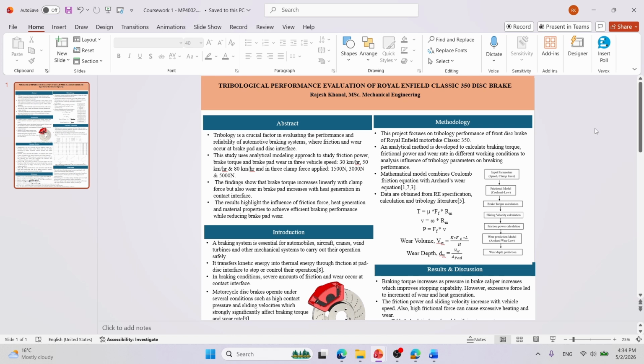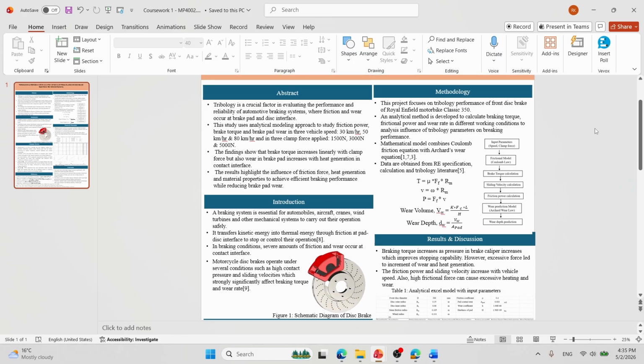So I did the analysis to calculate the friction force, torque, and brake pad wear. Okay, at different speeds: 30 km per hour, 50 km per hour, 80 km per hour. Okay, using different forces like 1500, 3000, 5000. So the finding shows that brake torque increases linearly with the clamp force, and so does the wear. So even though brake torque is good for us, it also increases the wear. So we have to make sure we don't apply excess pressure, which leads to excess wear.